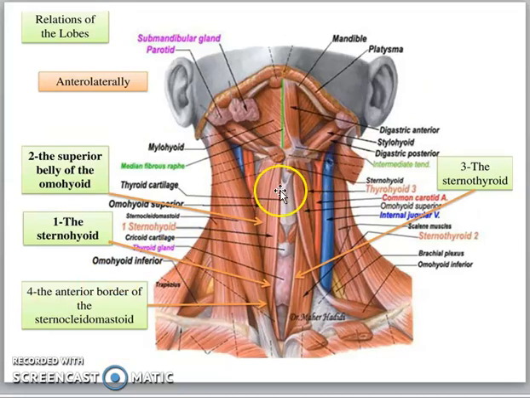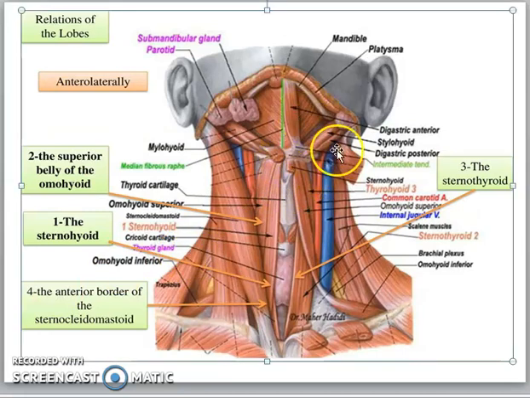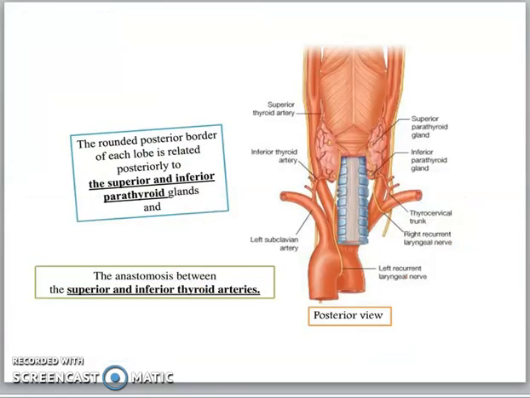Also, the relations of the thyroid gland, as I have just mentioned, the anterolateral aspect involve the sternohyoid muscle, the superior belly of the omohyoid, the sternothyroid, as well as the anterior border of the sternocleidomastoid muscle. Retracting these muscles exposes the anterior surface of the thyroid gland.